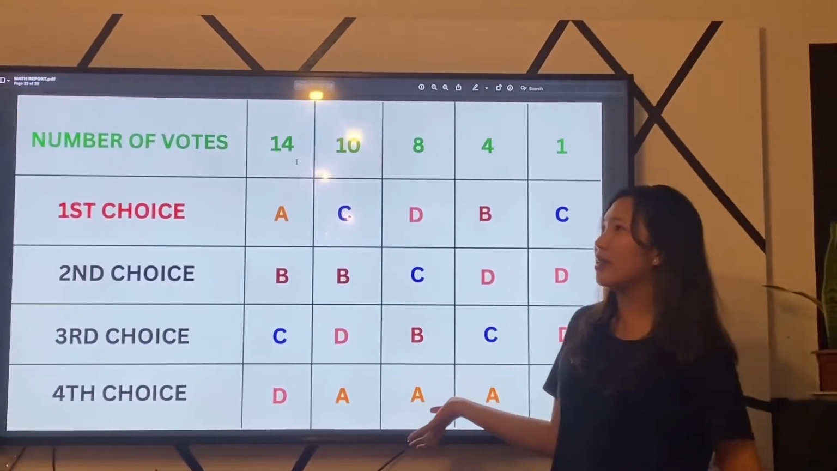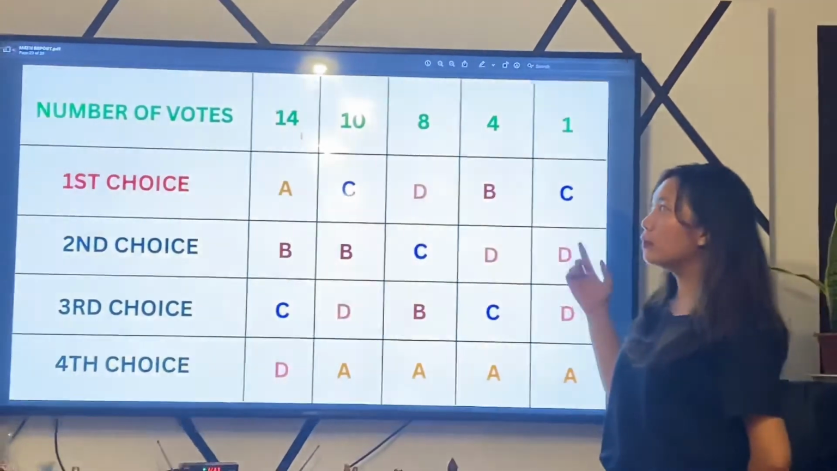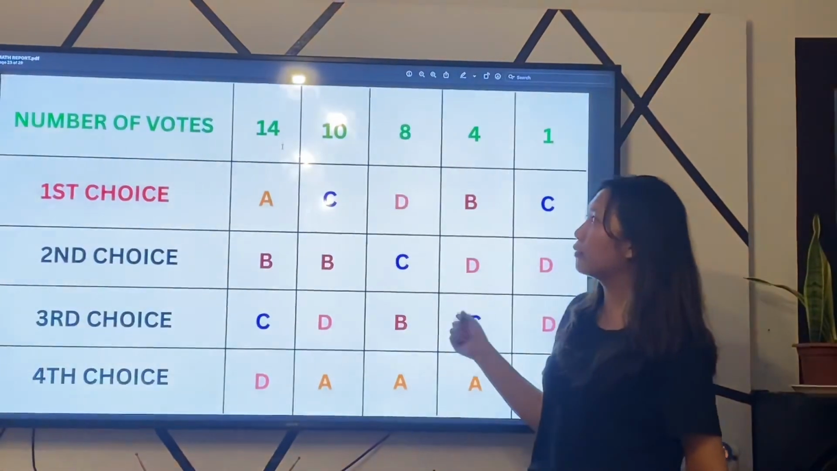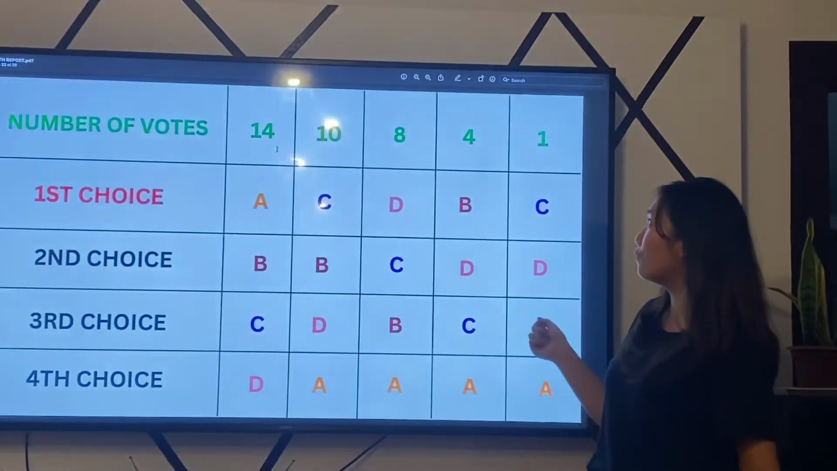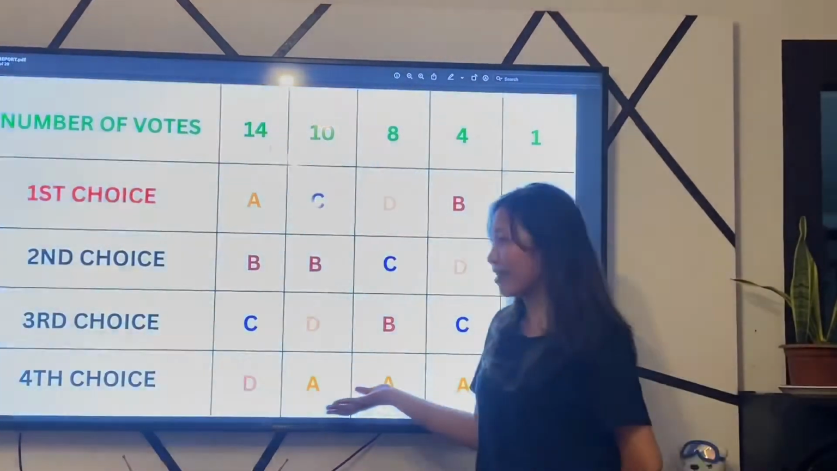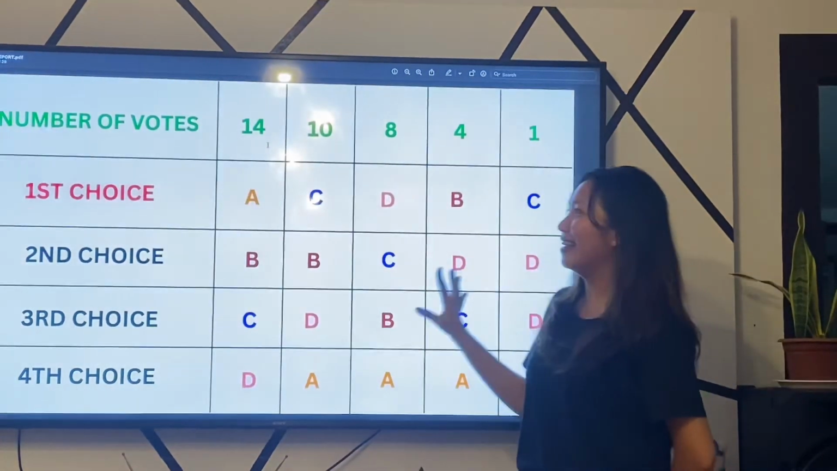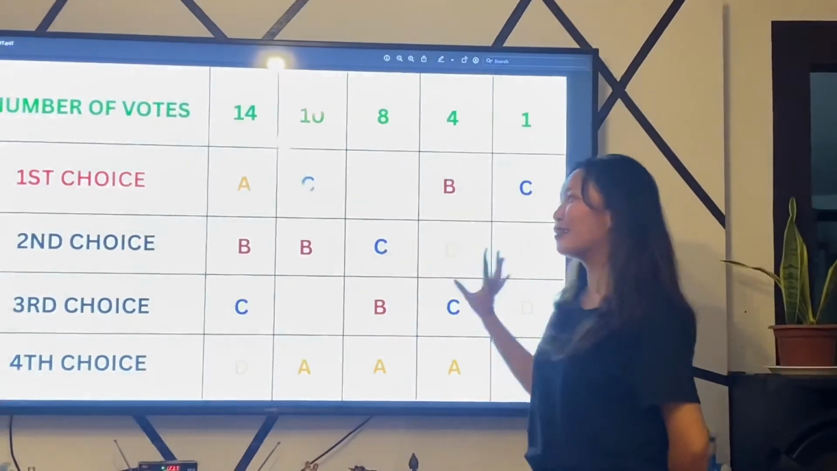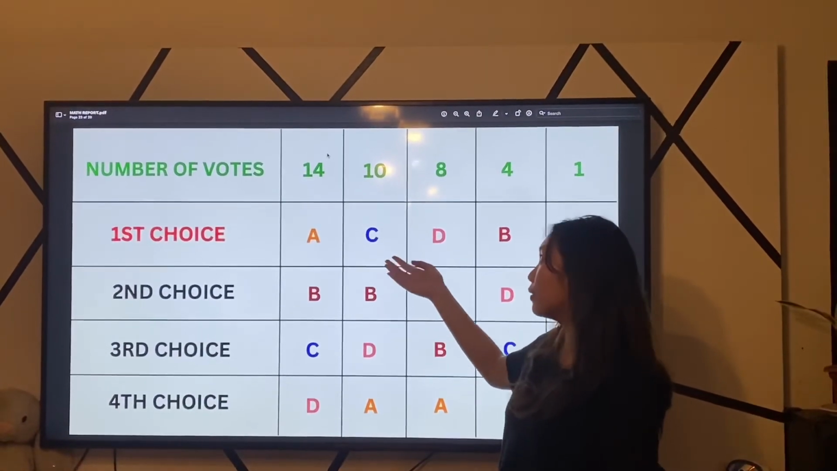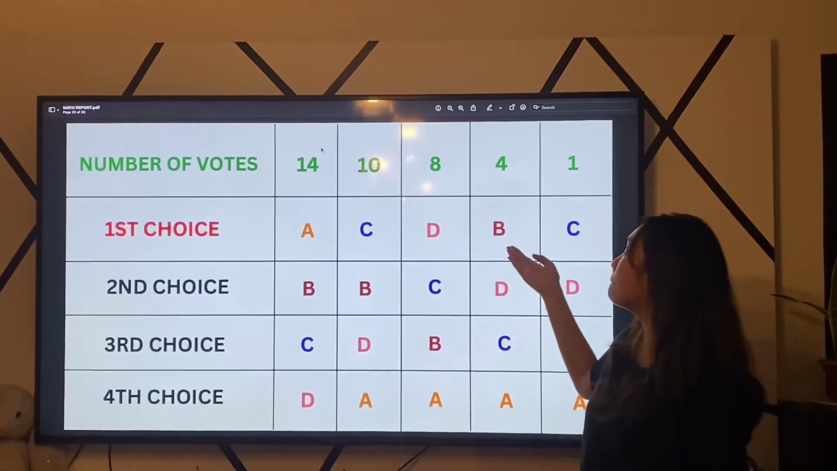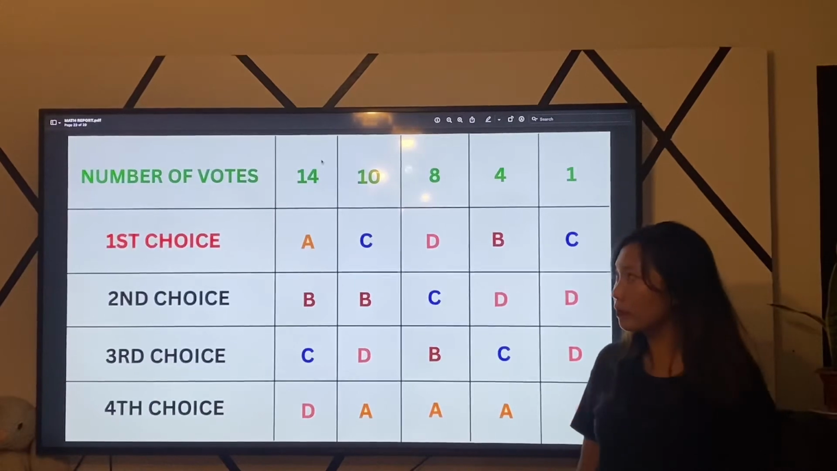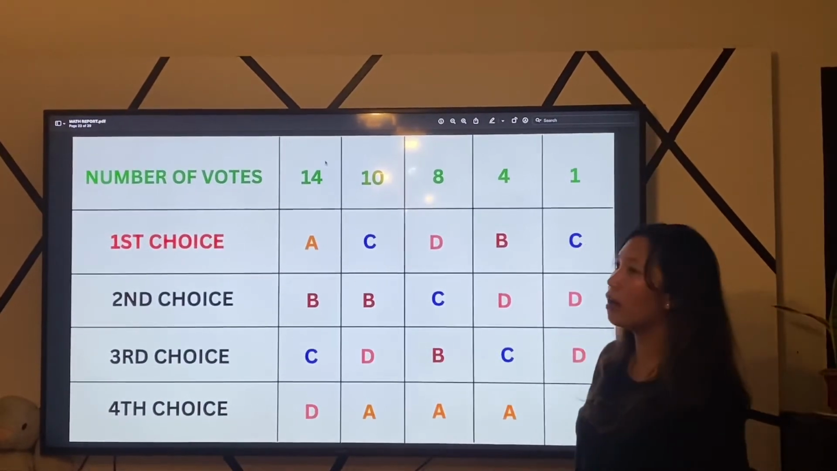Let's say this is the total number of voters and the total number of votes. The numbers of voters are 14, 10, 8, 4, and 1, and we will add them up later. Let's determine who will be the winner in these given choices. Our first choice, Archie got 14 votes, Carl got 10 votes, Daisy got 8 votes, Ben got 4 votes, and Carl got 1 vote. So we will solve who will be the winner of this problem.